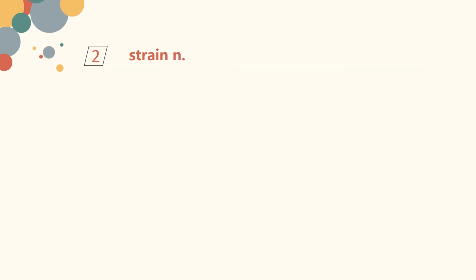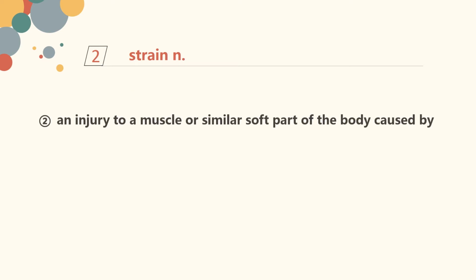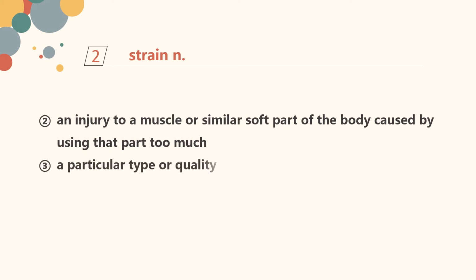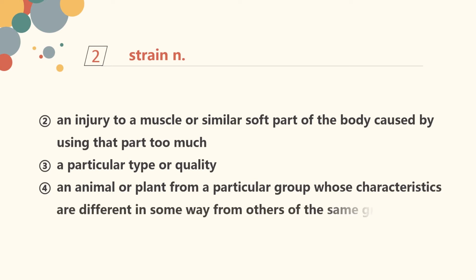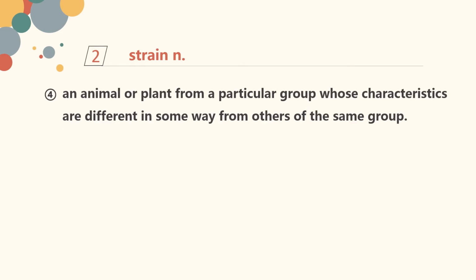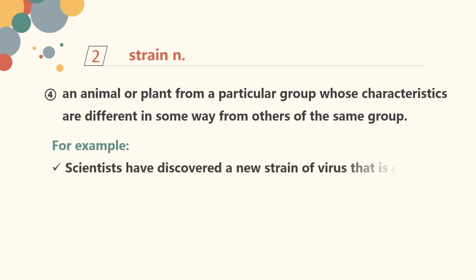It also means an injury to a muscle or similar soft part of the body caused by using that part too much. It also means a particular type or quality. Another meaning is an animal or plant from a particular group whose characteristics are different in some way from others of the same group. For example, scientists have discovered a new strain of virus that is much more dangerous.